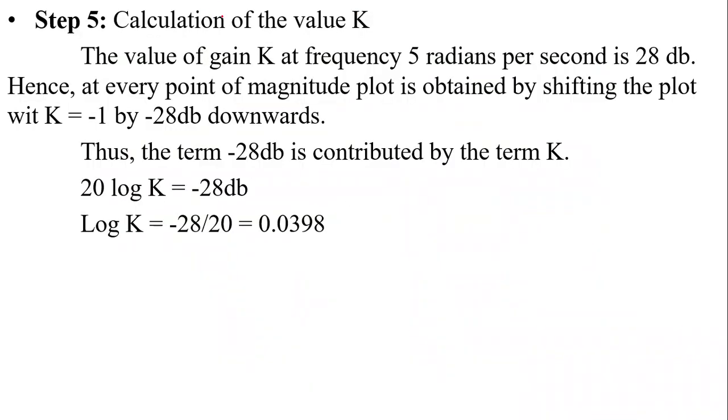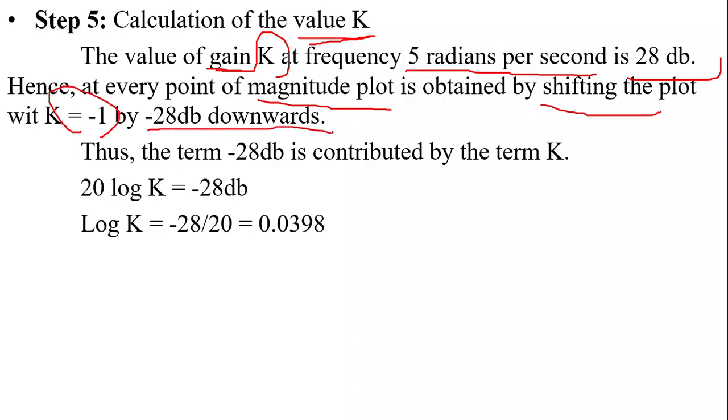After that we have to calculate the value of gain, which is represented as capital K. First we take the frequency value 5 radian per second, which is already given in our question as 20 dB. Hence every point of the magnitude plot is obtained by shifting the plot with K equal to -1 by -28 dB, that is in the downward direction.